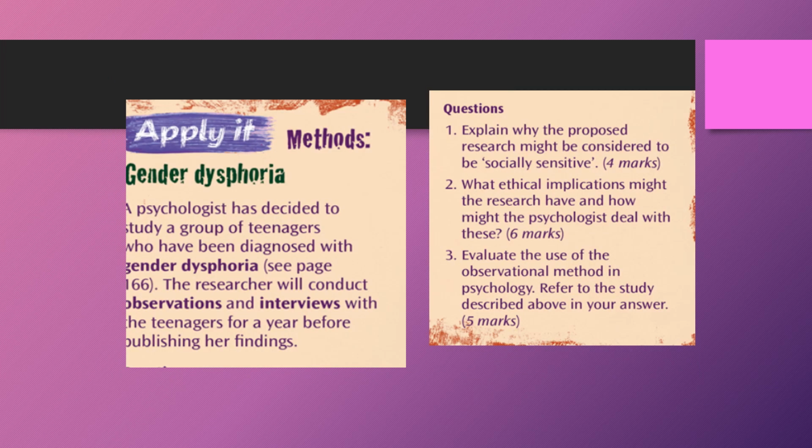To finish, as always, just some research methods, a 4, 6 and 5 marker, talking about this area of social sensitivity, gender dysphoria or atypical gender identity disorder. So pause this and have a go.